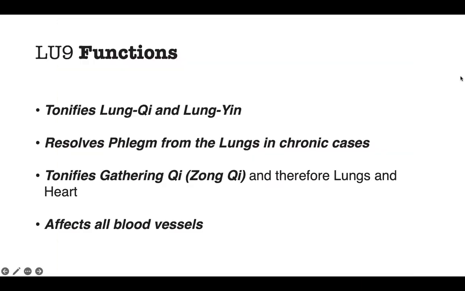Functions of lung 9. Tonifies lung qi and lung yin. Resolves phlegm from the lungs in chronic cases. Tonifies gathering qi or zong qi and therefore the lungs and heart. Affects all blood vessels.